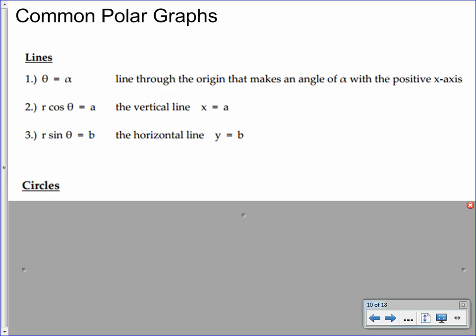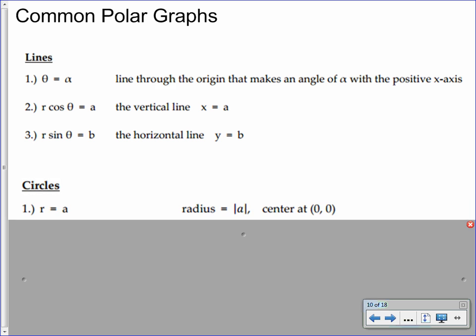There's a few ways of making circles. Three that you know. R equals a, r squared equals a, or r equals a cosine theta.